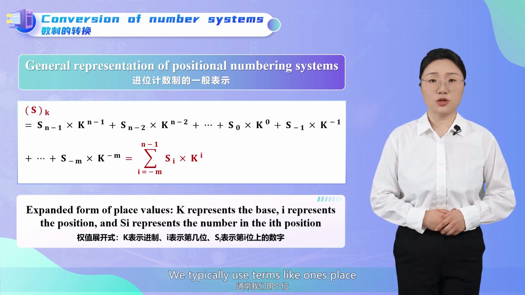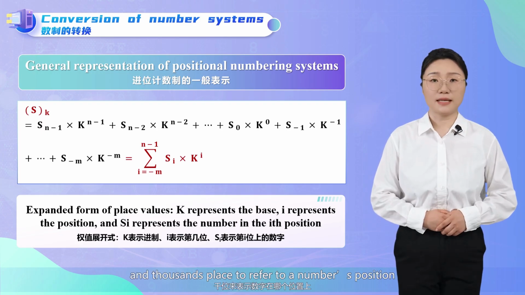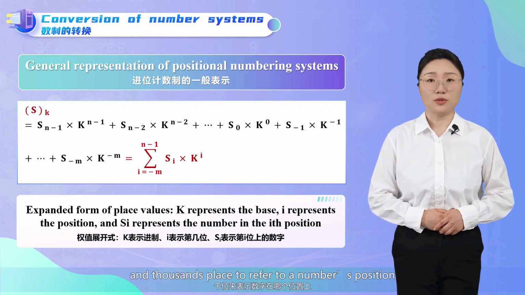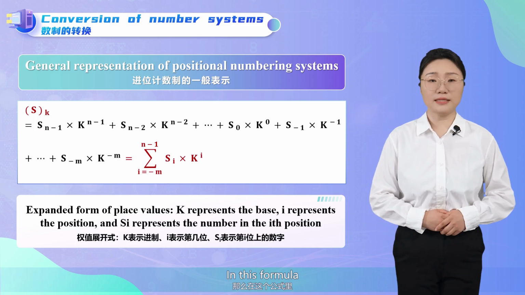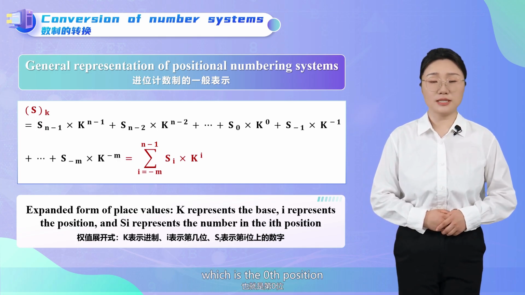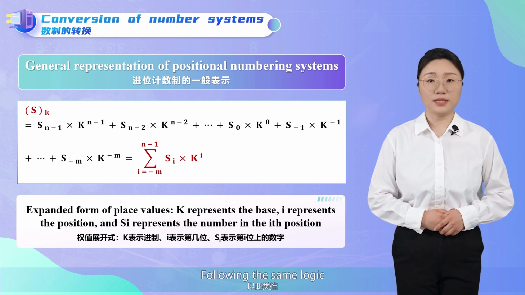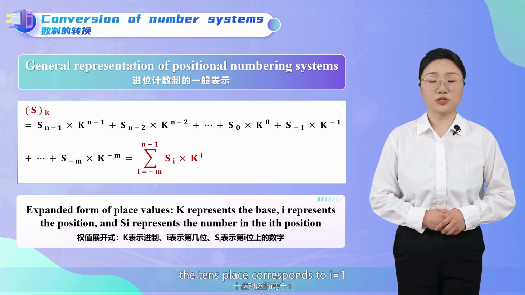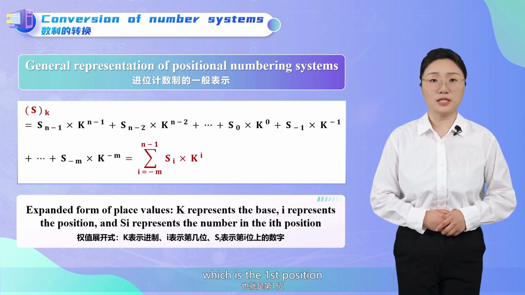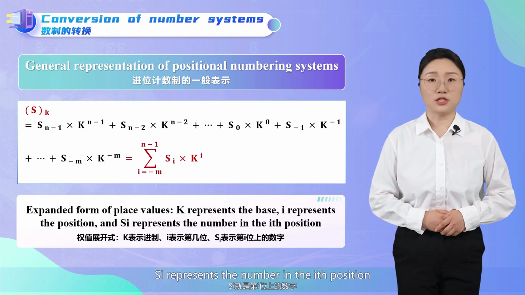We typically use terms like ones place, tens place, hundreds place, and thousands place to refer to a number's position, right? In this formula, the ones place corresponds to i equals 0, which is the 0th position. Following the same logic, the tens place corresponds to i equals 1, which is the first position. C represents the number in the ith position.